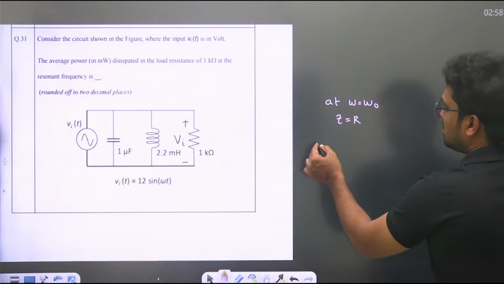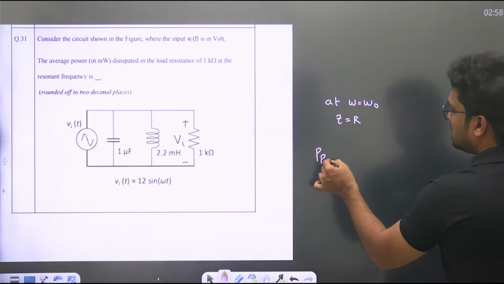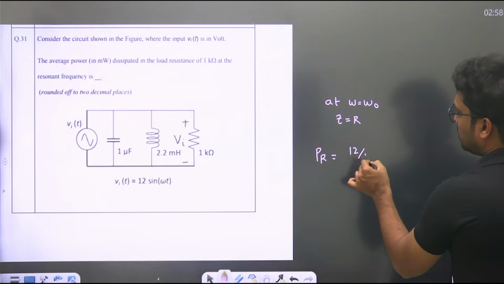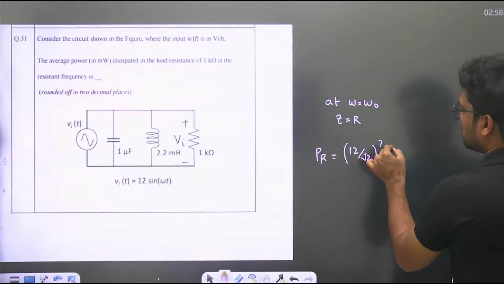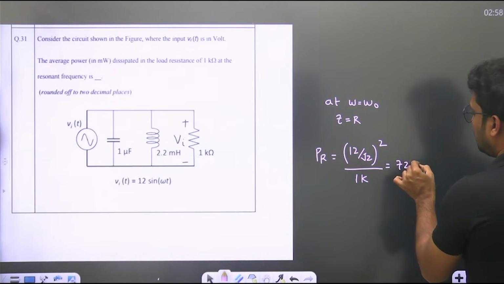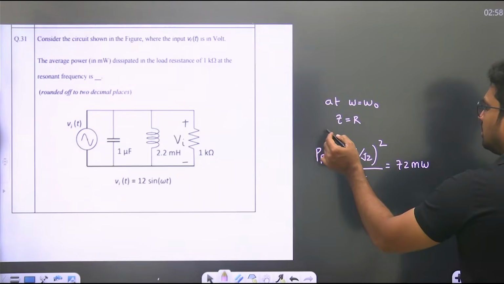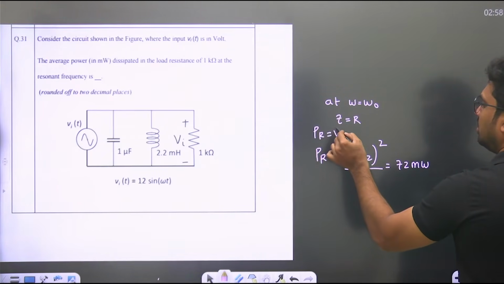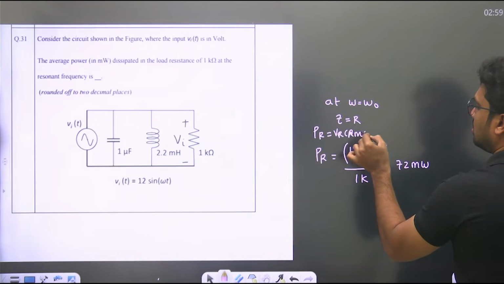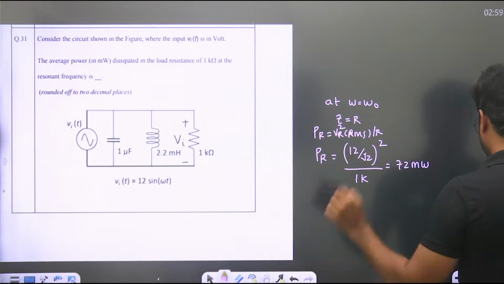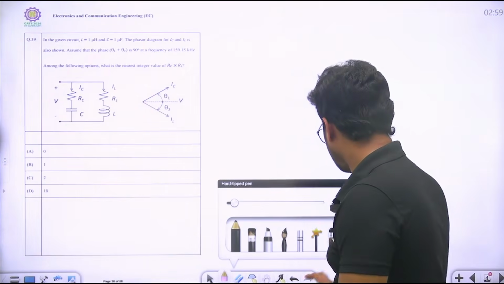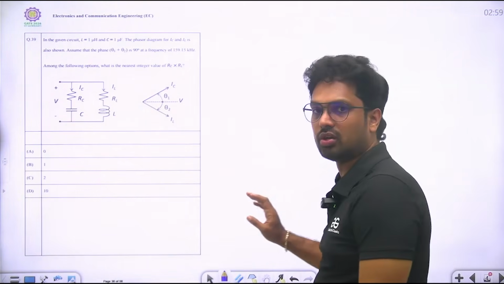So what is the power consumption here by the resistor? That is the active power. VRMS, that is 12 by root 2, whole square by R, which is 72 milliwatt. VRMS whole square by R. Next question. This is one of the best questions in the GATE 2026 paper.